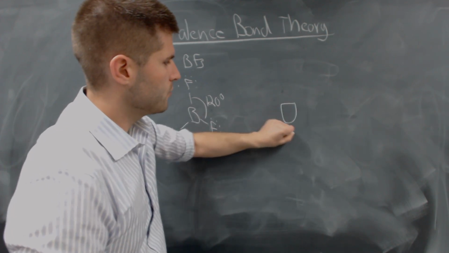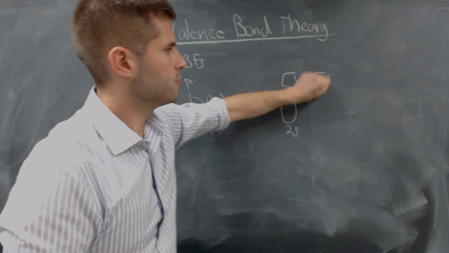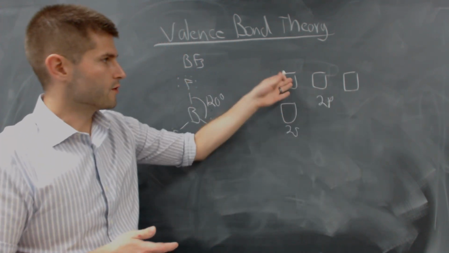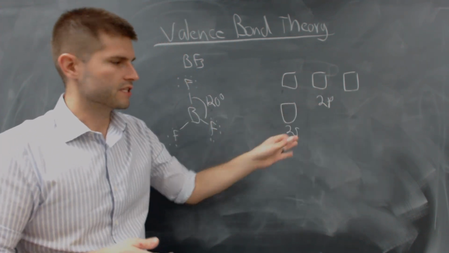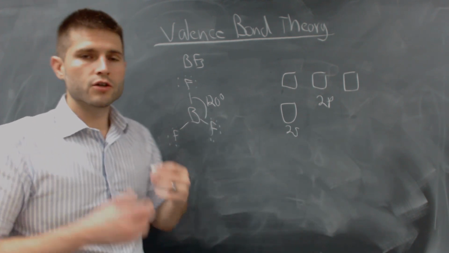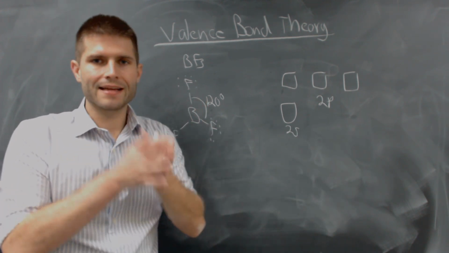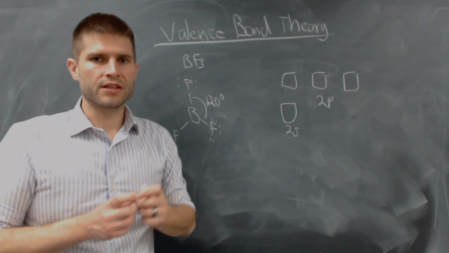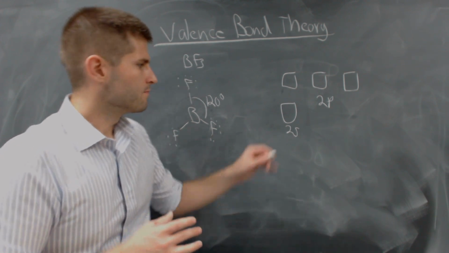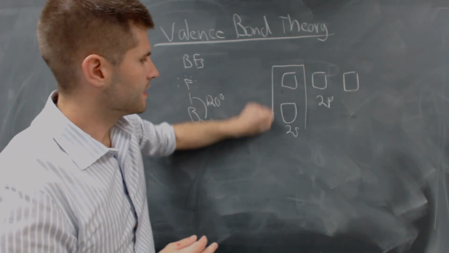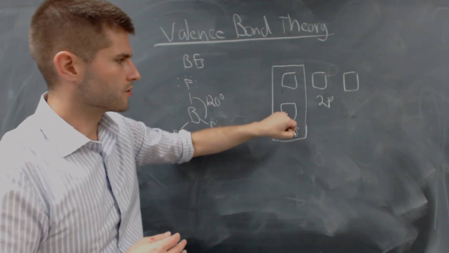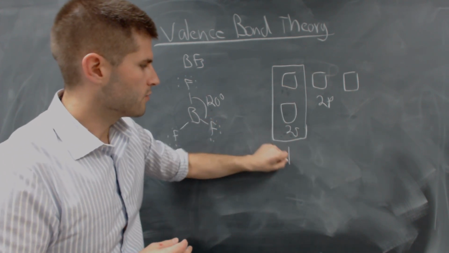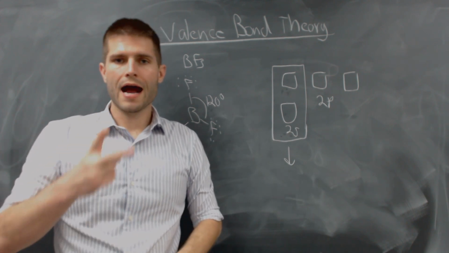So if we have a 2s and we have three 2p's, we know that if we were to overlap this p with this s, we're not going to get the 120 bond angle. So what we can do is combine the s and the p orbitals. There are certain ways that we can combine this, and there are certain rules that we have to abide by. So if I were to combine the first s orbital, or the 2s orbital, with the first 2p orbital, I would end up getting 2 hybridized orbitals.